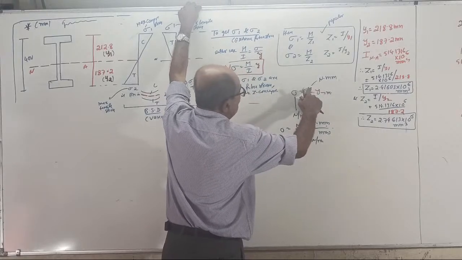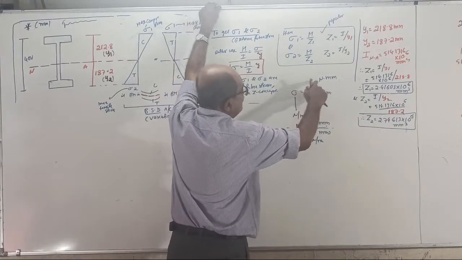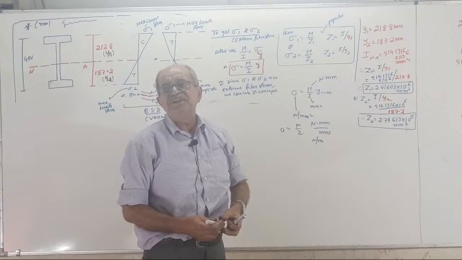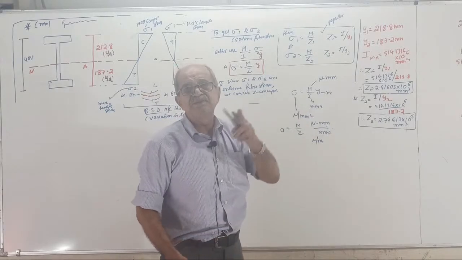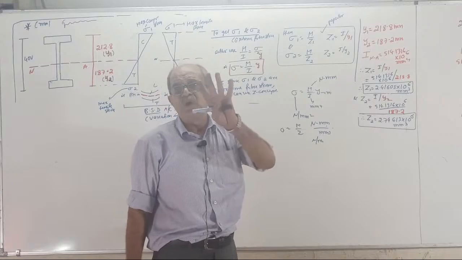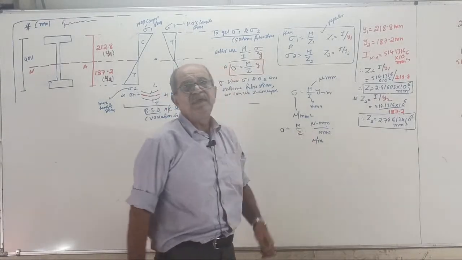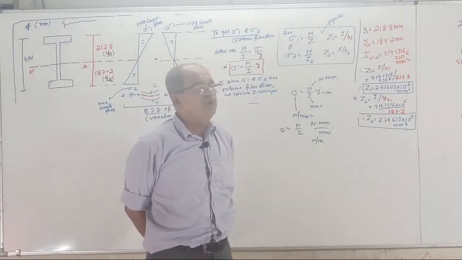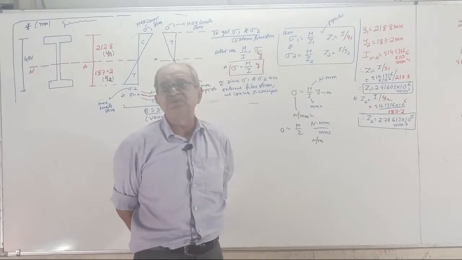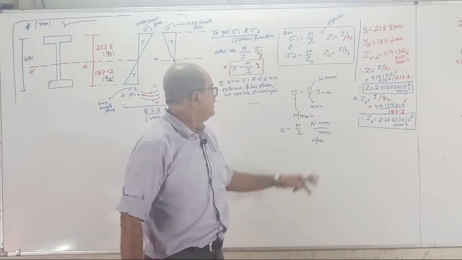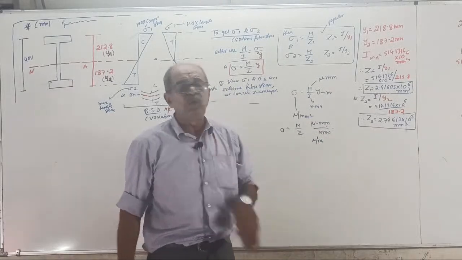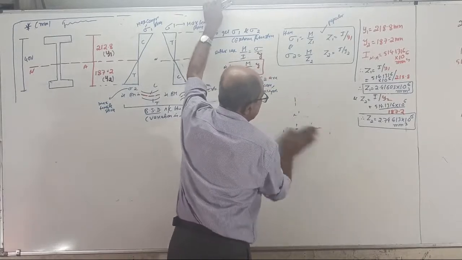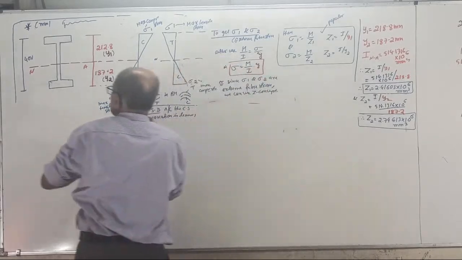Why? Here, when you put M by I into Y, M is force into distance, Y is also distance, which makes it force into distance square. To get force per distance square, the denominator should be linear power 4. Here, M by Z means the numerator is force into distance, so to get force per distance square, linear cube is required. You can think about that a little. So, this way you can do it now. This is stress distribution. Now, the most powerful part will come.